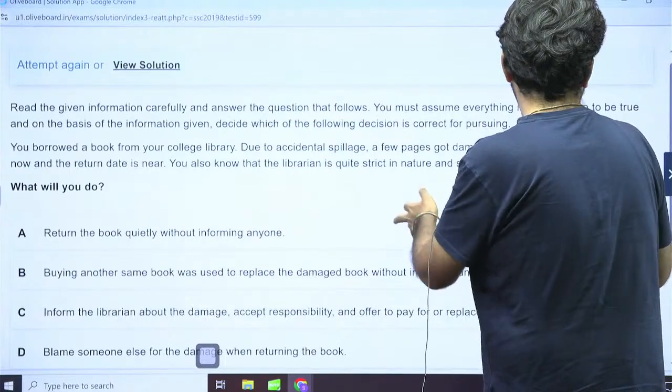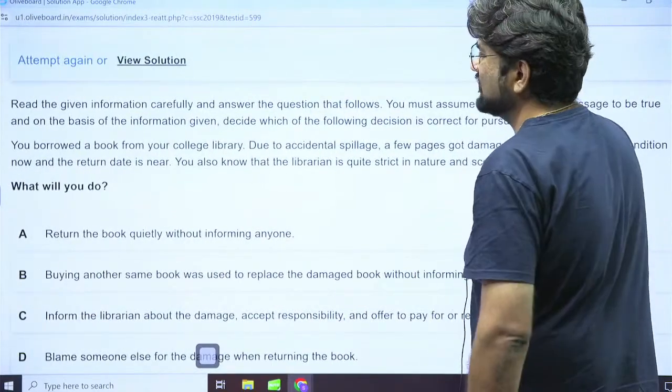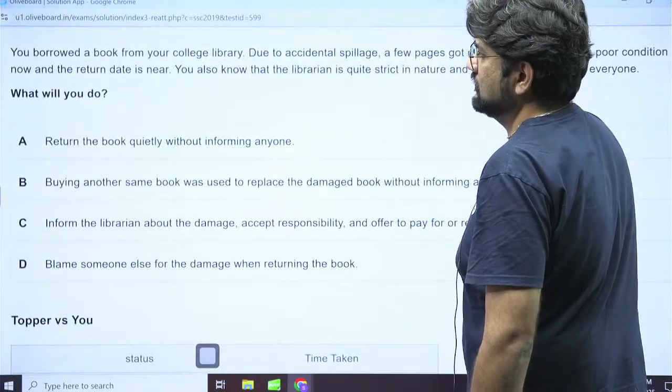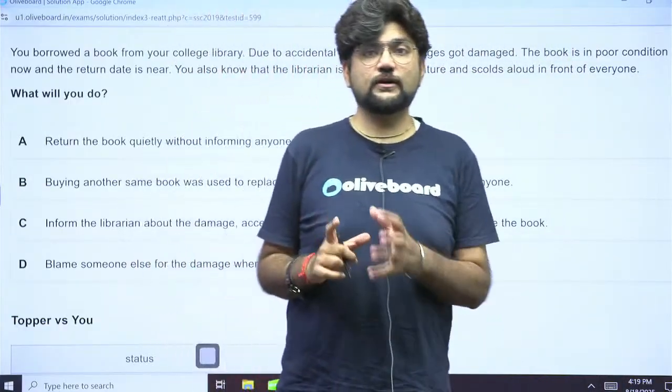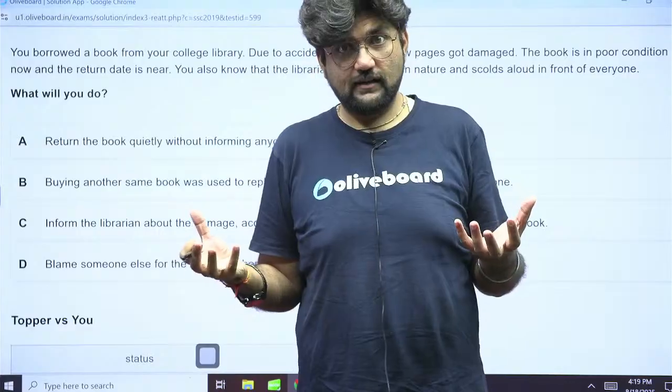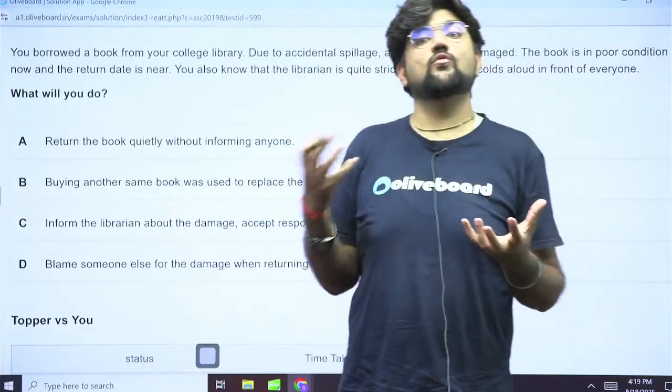Emotional and social intelligence. Some people are calling this an ethical dilemma. This is not an ethical dilemma. Why is this not an ethical dilemma? Because an ethical dilemma is always going to give you a choice between something which is right and something which is more right, or something which is wrong and something which is more wrong.